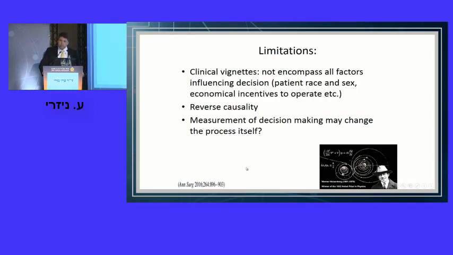Now, there are some limitations to this type of work. First is the use of clinical vignettes. We know that they do not encompass all the factors that influence decision. We don't have the very meaningful encounter between the patient and the physician. It may also be that what we see here is reverse causality. I mean, people are asked to estimate the risk, but maybe they decide even before they estimate the risk. And this is a general notion about measurement changing the process, like in this type of decision making. When you ask surgeons to estimate the risk and then to estimate the non-operative risk, then you actually may change it, because people may not do it in real life.